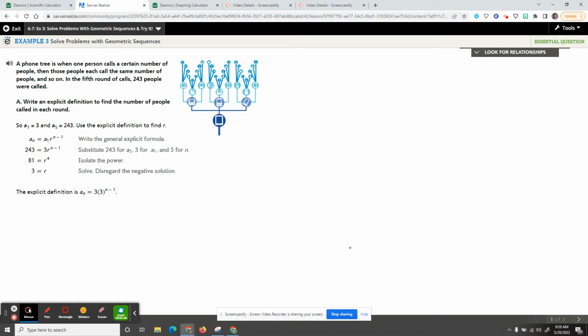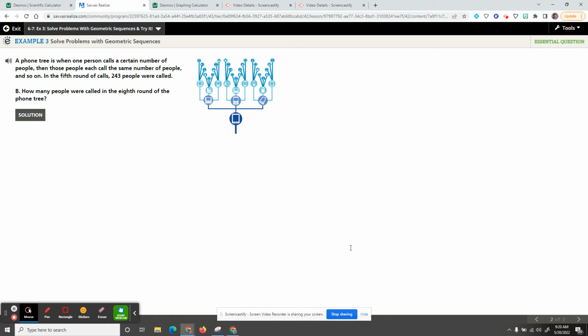Now we're going to try to isolate the power by dividing by 3. So you get 81. And then you end up with 81 is equal to r to the fourth because it's the fifth round. So n minus 1 would be 4, which then makes r equal to 3. So your common ratio is 3. So the explicit definition is a sub n is equal to 3. The first 3 represents a sub 1. The second 3 represents r, and then raised to the power of n minus 1.